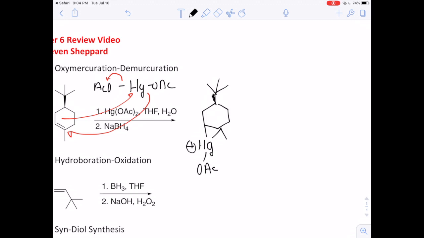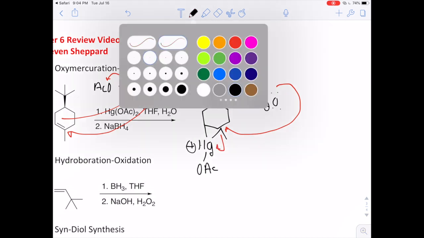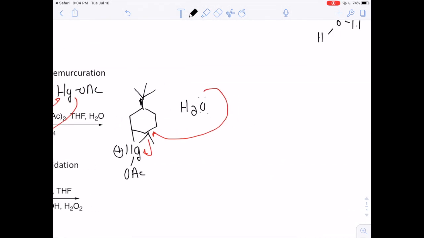And what water can do, just like we saw in halohydrin synthesis, is attack the more substituted position of that mercuric acetate bridge. So we're expecting something that looks like that. Okay, so we are going to get something that looks like this. So we have an HgOAc over here, HgOAc over here, and we just had water come in and attack over here.